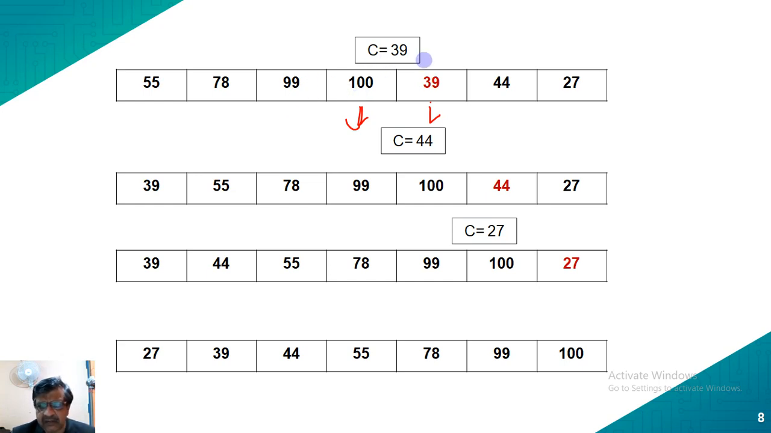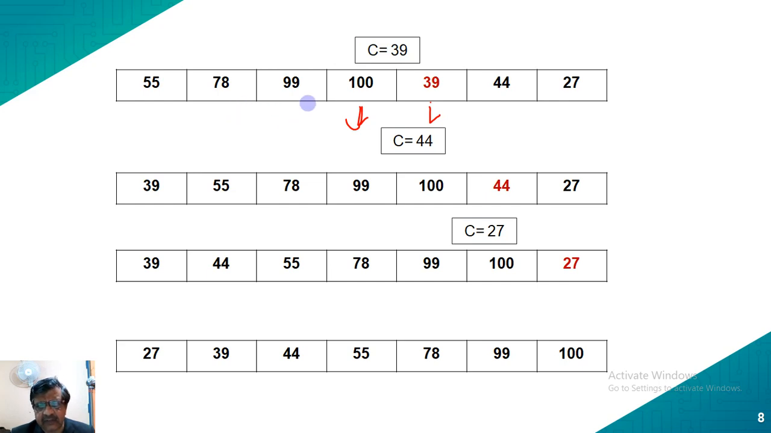So this is compared with this. Once again it has to move because this is greater than that. So a of j plus 1 will be occupied by 99, j will move back. So a of j is compared with this. A of j is once again greater than whatever C contains.